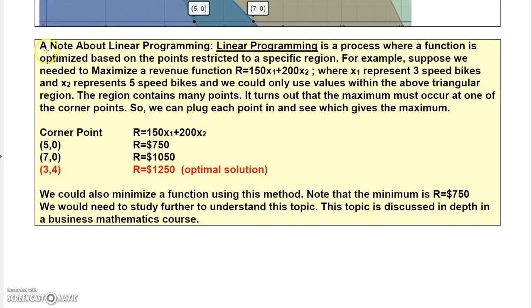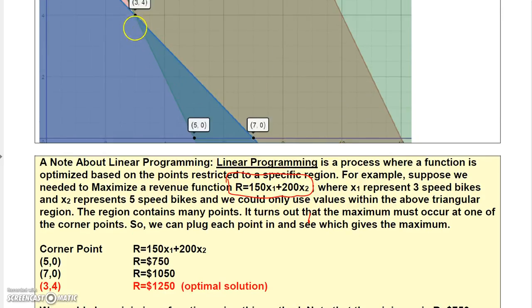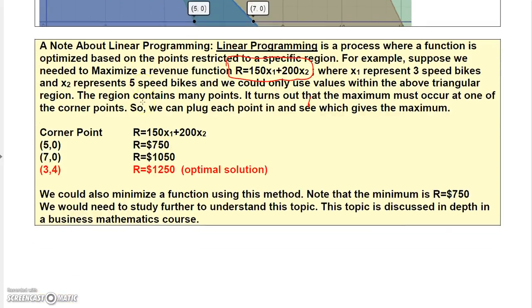Okay, so let me end this video with a note about linear programming. Linear programming is a process where a function is optimized based on the points restricted to a specific region. For example, suppose we needed to maximize a revenue function where revenue is 150x1 plus 200x2, and maybe x1 represents 3 speed bikes and x2 represents 5 speed bikes, and we could only use values in this triangular region up here.